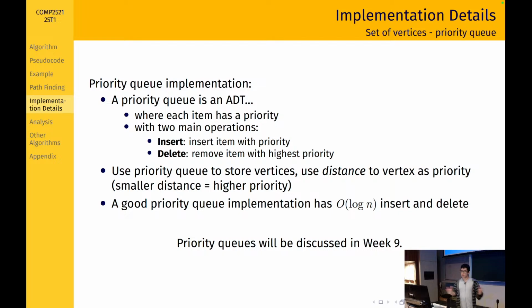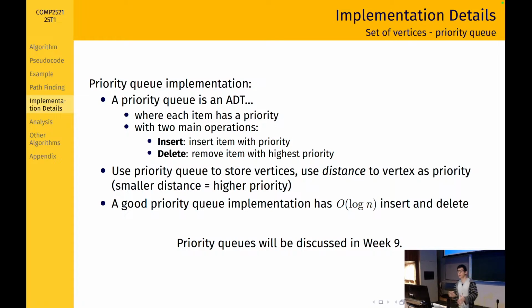Another way to implement it is to use something called a priority queue. We haven't actually talked about priority queues yet, but we will in week 9. Just to explain briefly what it is, a priority queue is an ADT where each item has a priority. When we insert an item, we specify what its priority is, and when we remove an item, it will automatically remove the one with the highest priority.